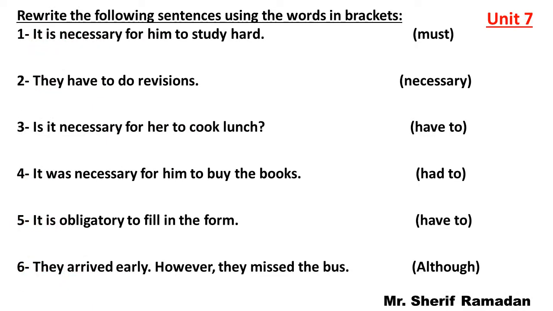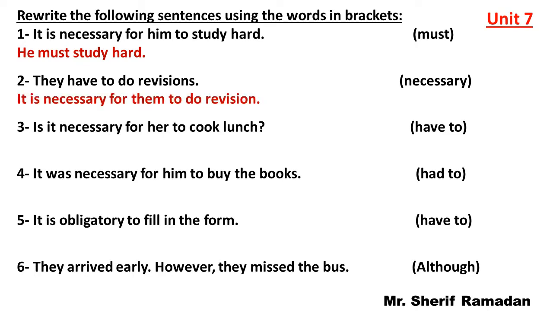Rewrite the following sentences using the words in brackets. It is necessary for him to study hard. استخدم كلمة must. طبعا بشيل كلمة is necessary for him، بقول he must study hard، لأن كلمة must يجي بعدها الفعل في المصدر. Number 2: They have to do revisions. استخدم كلمة necessary. كلمة necessary ببدأ قبلها it is أو it was. لو الجملة في المضارع بقول it is، لو الجملة في الماضي بقول it was. أنا عندي هنا have to في المضارع بقول it is necessary for them. أنا عندي كلمة they في أول الجملة تحول إلى ضمير مفعول يبقى them for them to do revision.